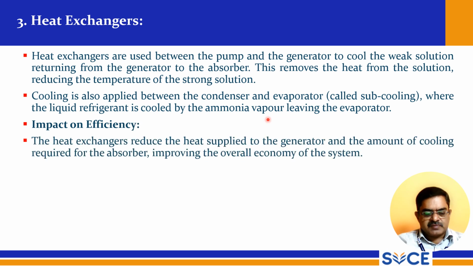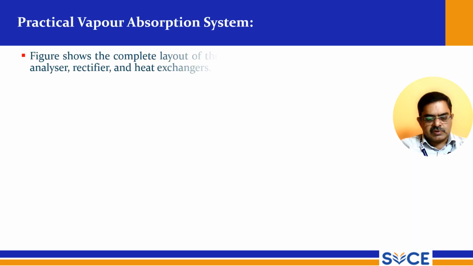So, impact on efficiency: the heat exchangers reduce the heat supplied to the generator and the amount of cooling required for the absorber, improving the overall economy of the system. So heat exchangers are effectively used in this absorption system, and also it increases the efficiency as well as the economy.